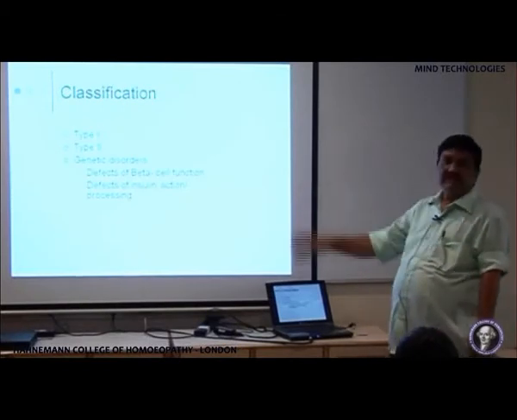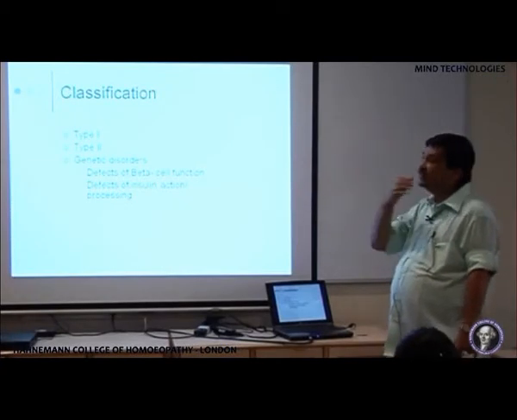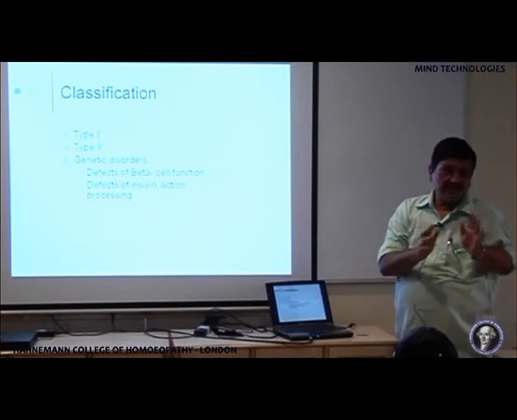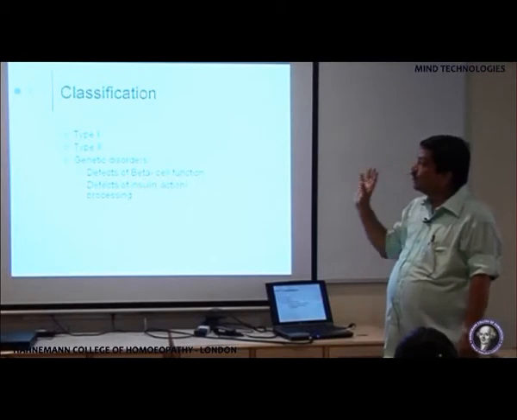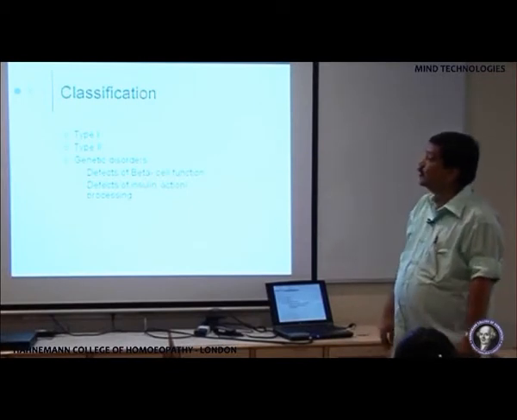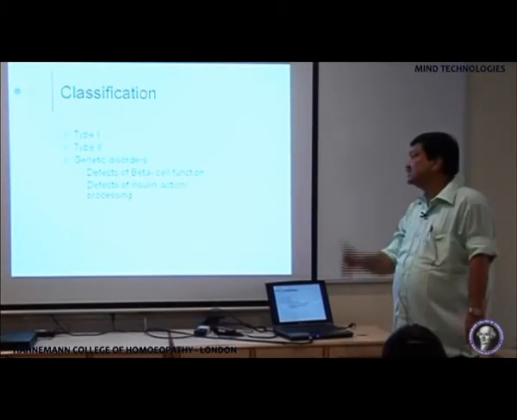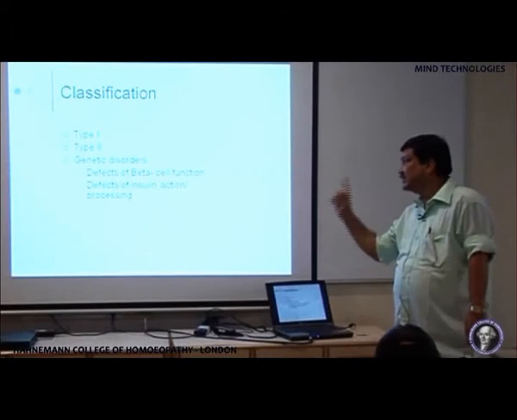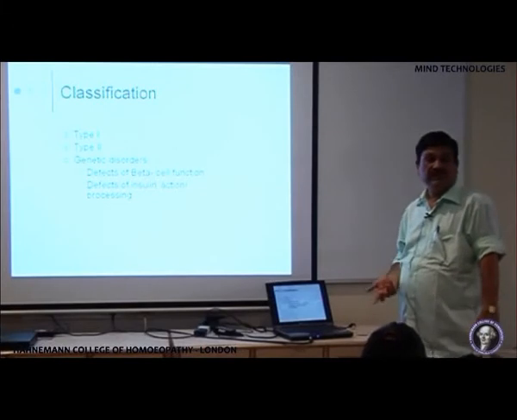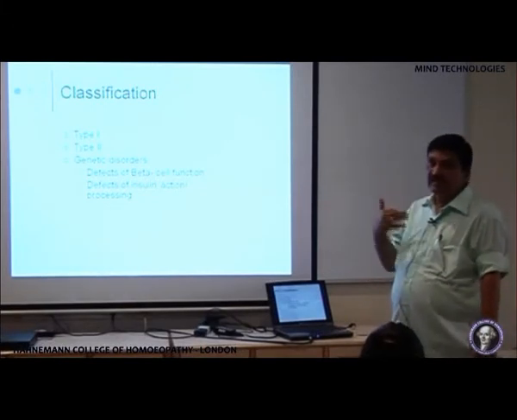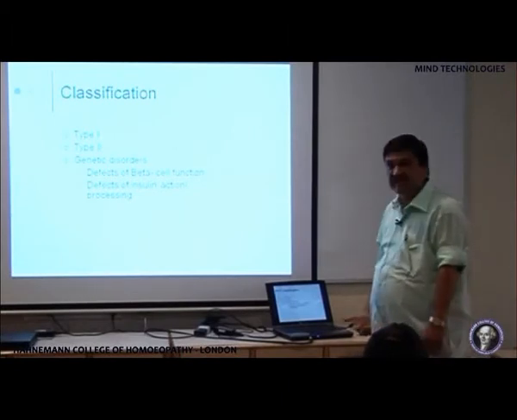Now, classification of diabetes mellitus. The classification is necessary because the treatment and the pathogenesis of the various types of diabetes are different. We have primary type 1 diabetes mellitus, and primary type 2 diabetes mellitus. Then there are genetic disorders, under which we can have defects of beta cell function and defects of insulin action or insulin processing. Insulin processing means the action of insulin on the insulin receptors. Both these things can be affected due to genetic disorders.